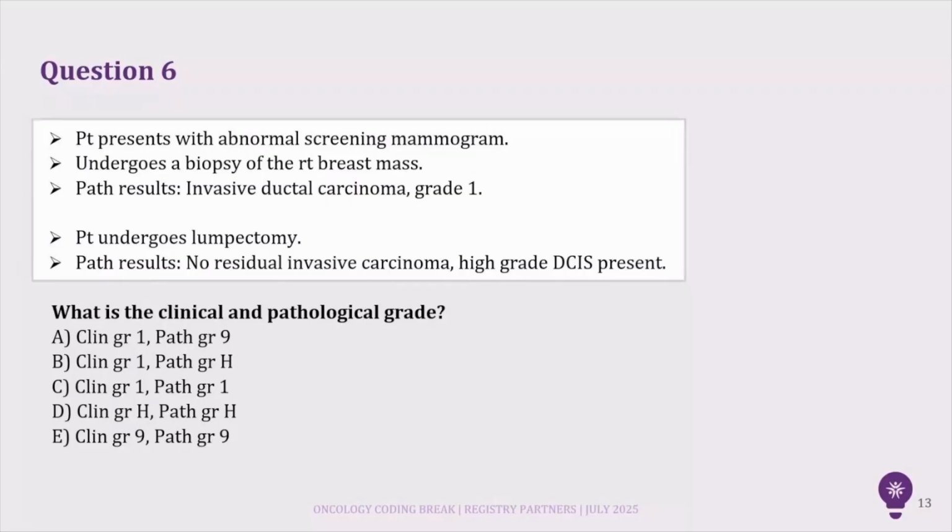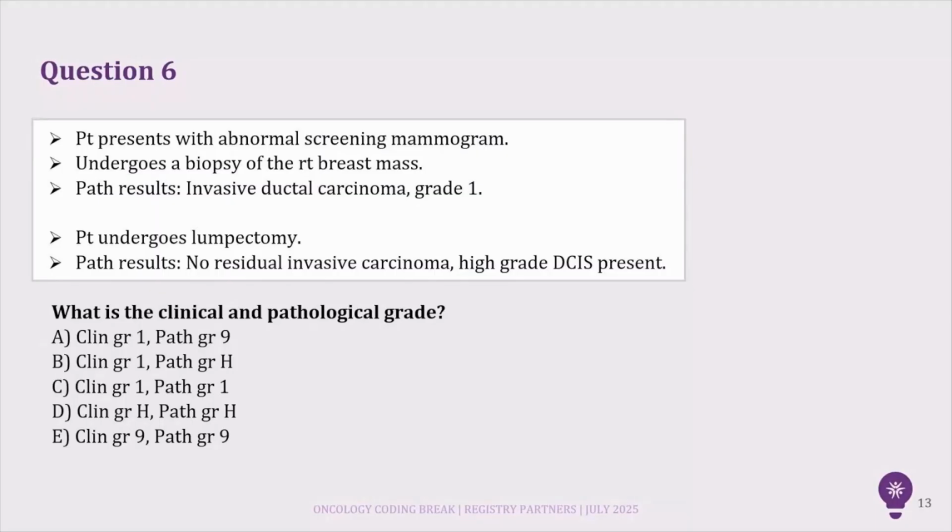Okay, a few more seconds. Okay, the majority said C, so let's look at the answer.